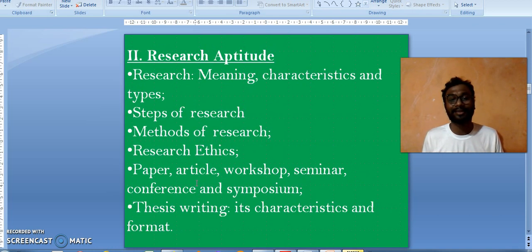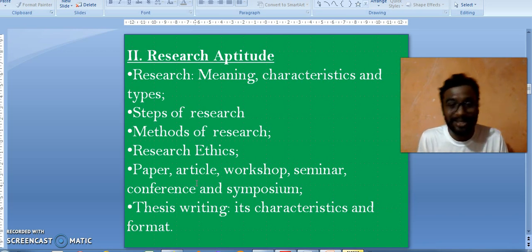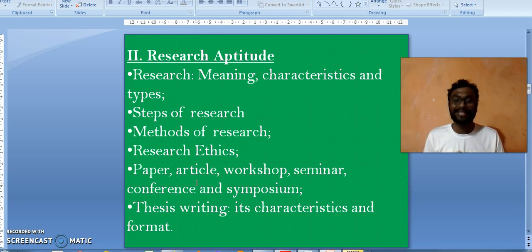In research aptitude, we have research. What is the meaning of research? Characteristics and types, steps of research, methods of research, research ethics, papers, articles, workshops, seminars, conferences and symposia. Thesis writing, its characteristics and the format.